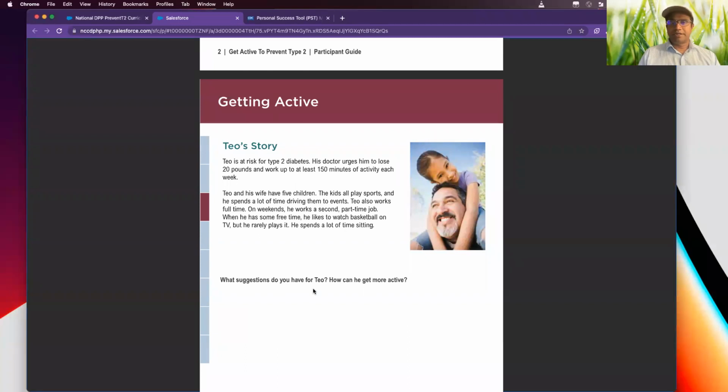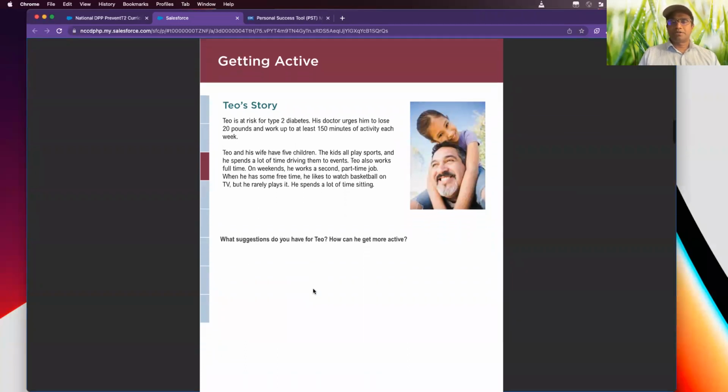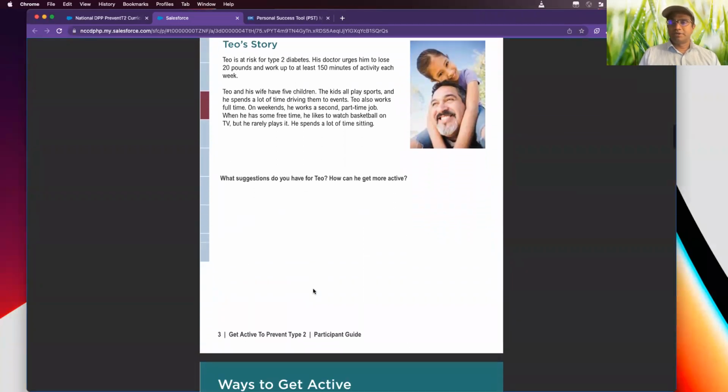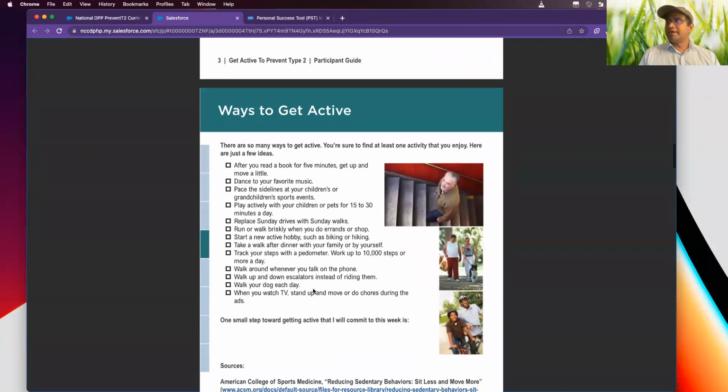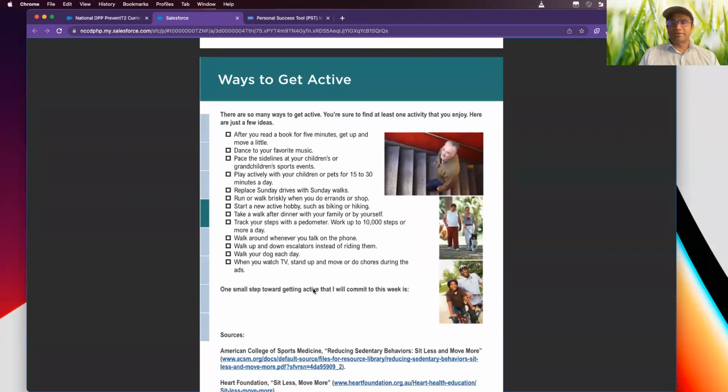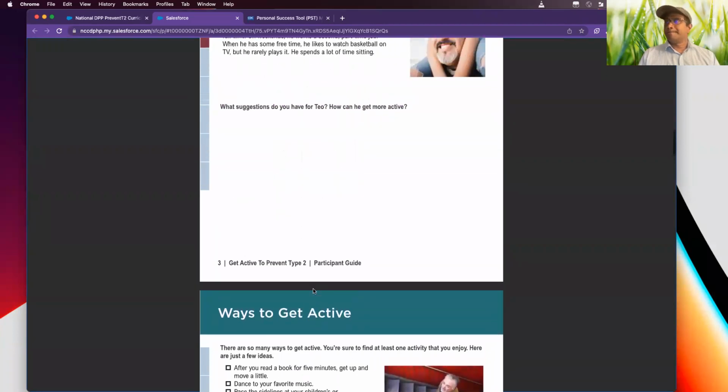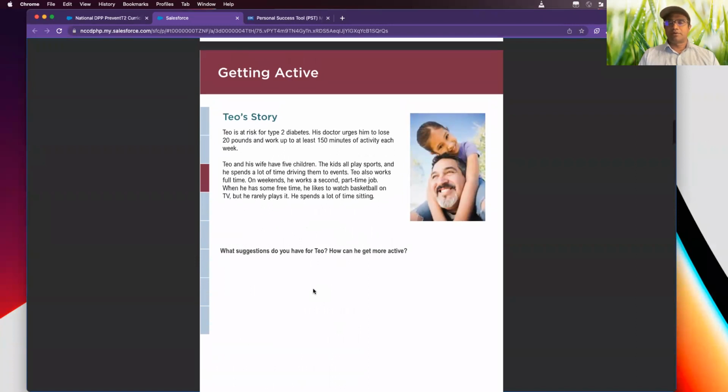All right. There are so many ways to get active. I'm sure you'll be able to find at least one activity that you like. What are some of the ways to get active? Please share an activity that you do already to stay active. So Tikaru, I think you already mentioned. What are some ways that you do to get active?